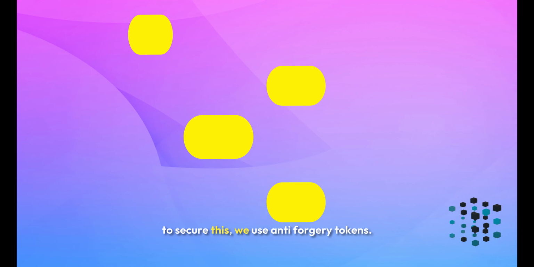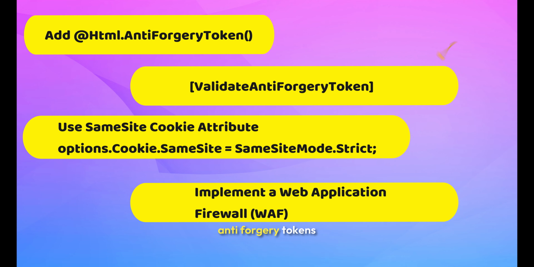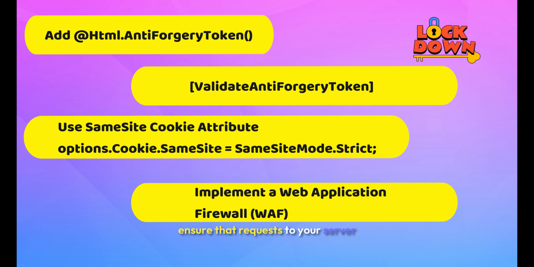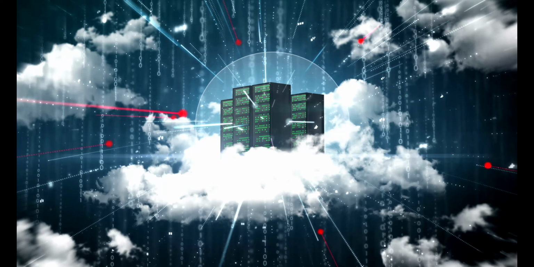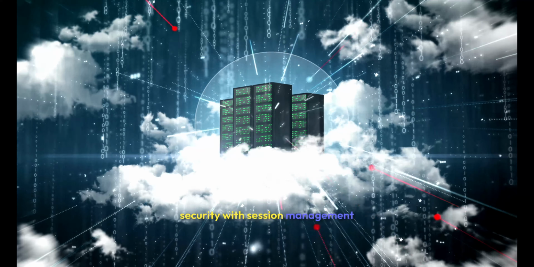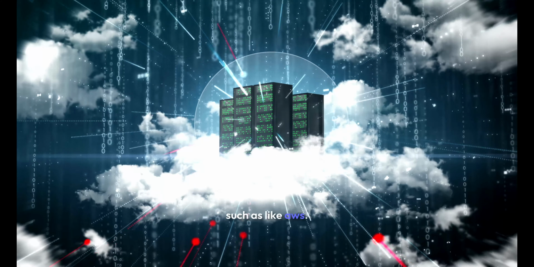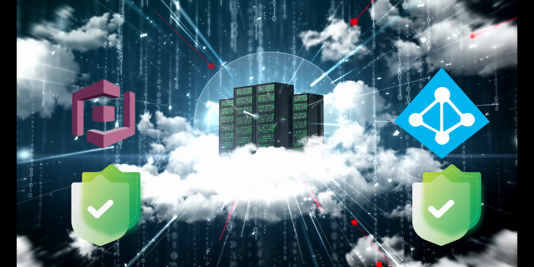To secure this, we use anti-forgery tokens. Anti-forgery tokens ensure that requests to your server originate from your own application. In cloud environments, you can enhance security with session management services like AWS Cognito or Azure AD to reduce CSRF risk.